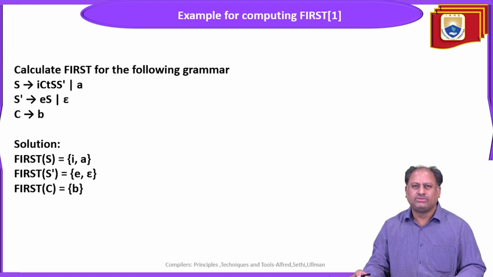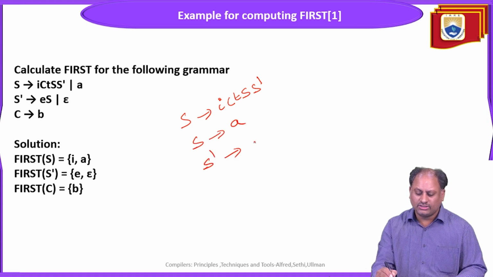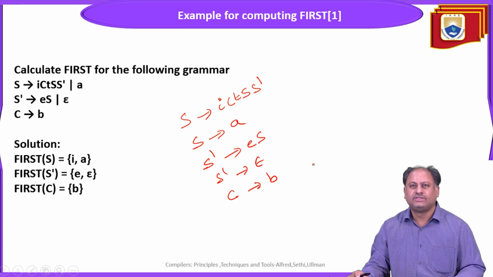One more example we have to consider for a neat understanding. It is a very well known example where the computations are: S derives i C t S S dash. One more, S derives a. And the third one is e S. And S derives epsilon. And C derives b. So these are the rules which are defined for the given grammar.